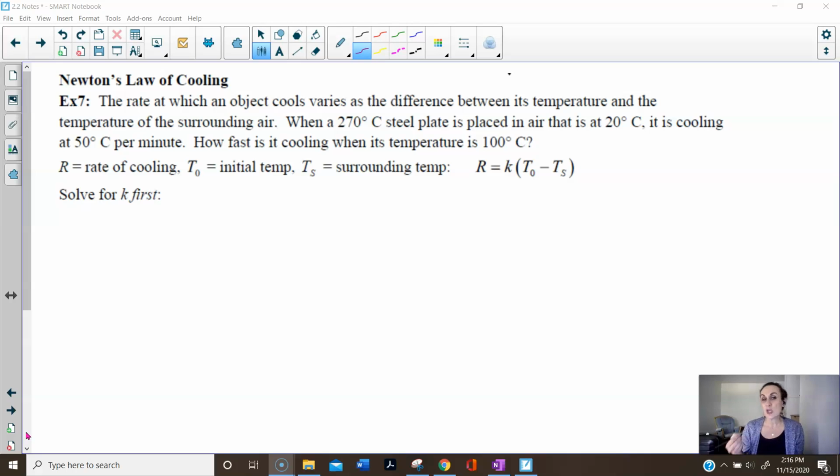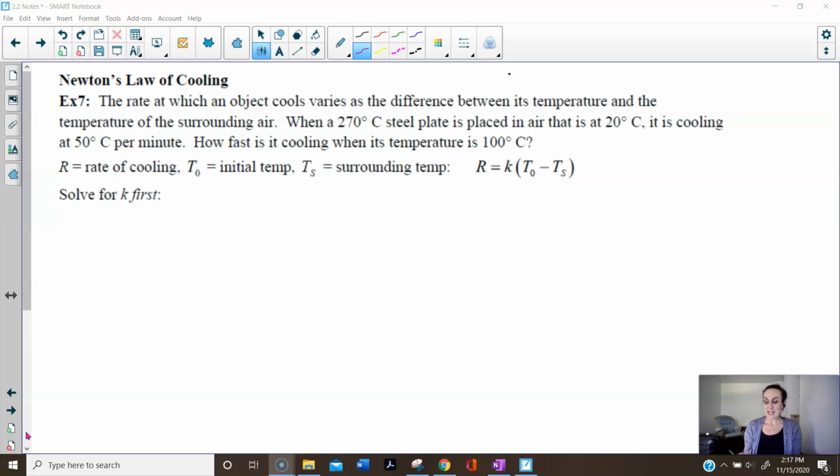The rate at which an object cools varies as the difference between its temperature and the temperature of the surrounding air. When a 270 degrees Celsius steel plate is placed in the air that is at 20 degrees Celsius, it is cooling at 50 degrees Celsius per minute. How fast is it cooling when the temperature is 100 degrees?